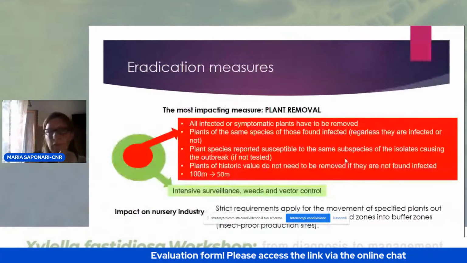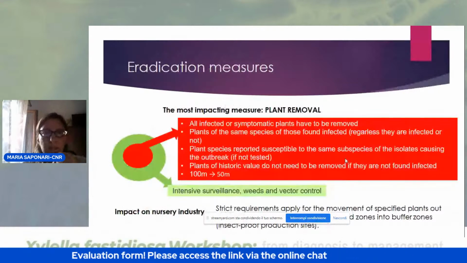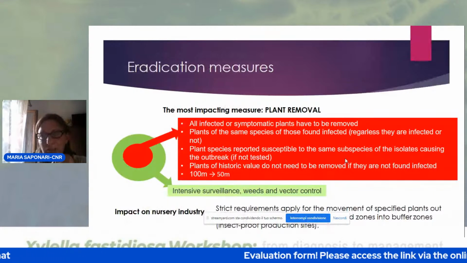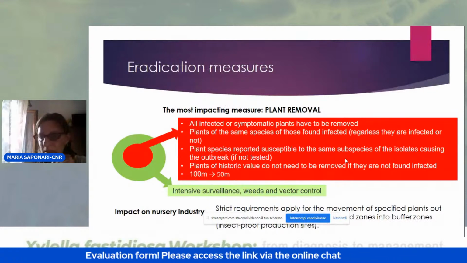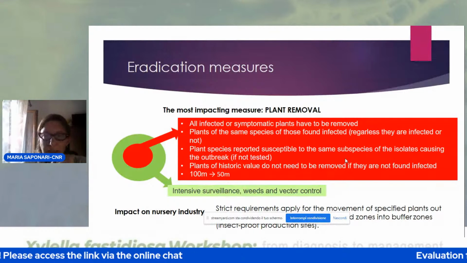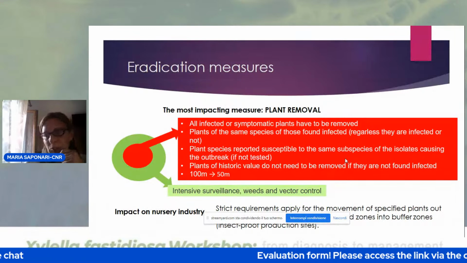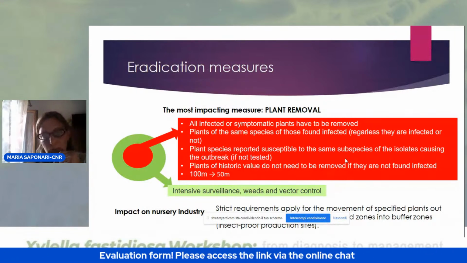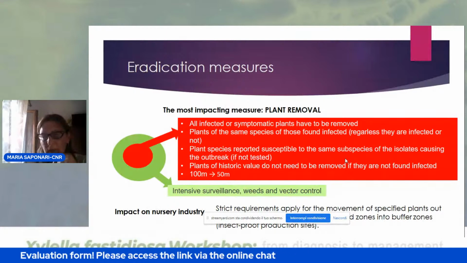Briefly, what does the eradication measure consist of? These are the most controversial measures because they are highly impacting the growers, and not only the growers, because as you may know, Xylella fastidiosa affects hundreds of host plants. So the measures do not involve only one plant species, one crop, but are highly impacting.